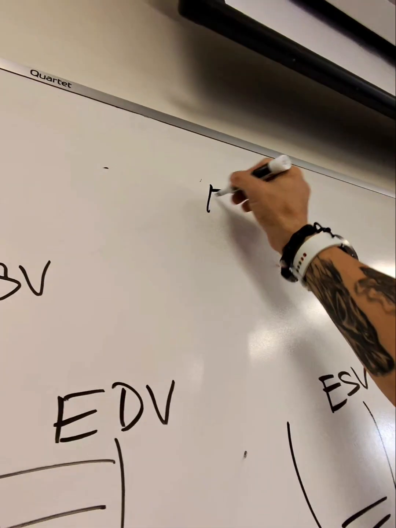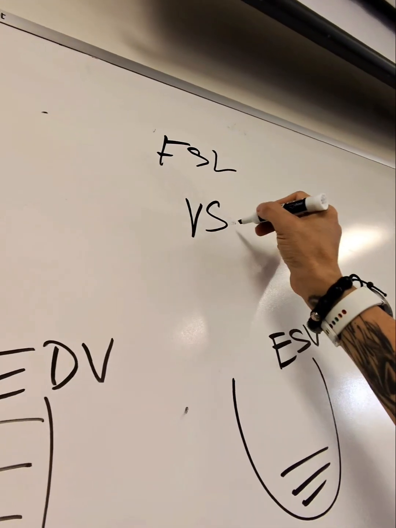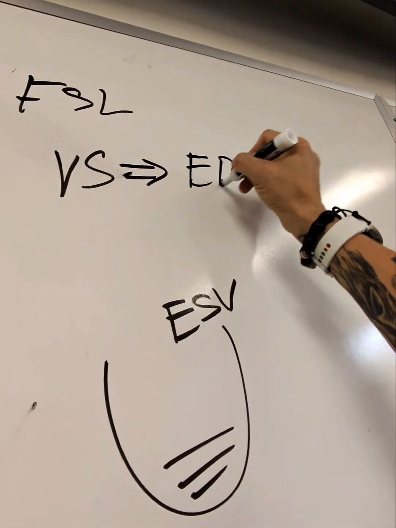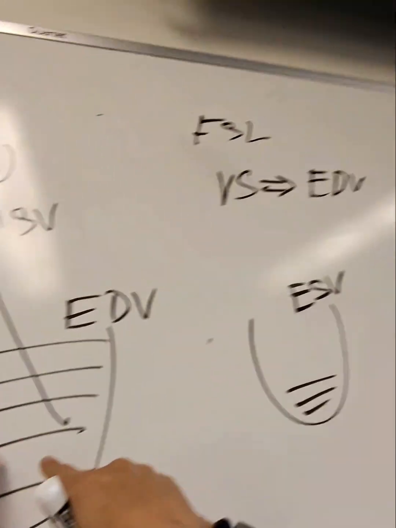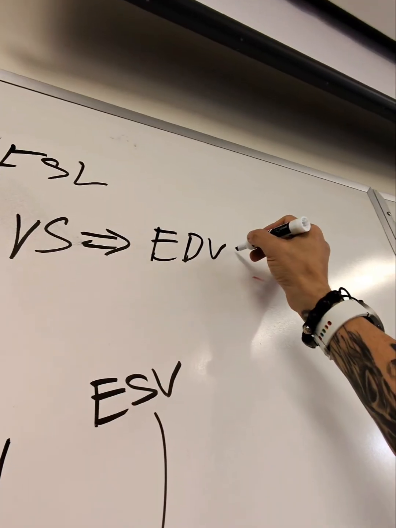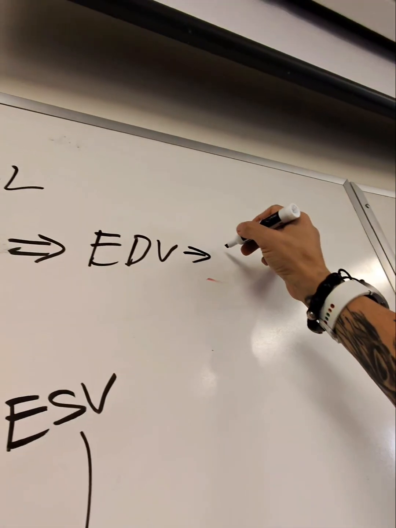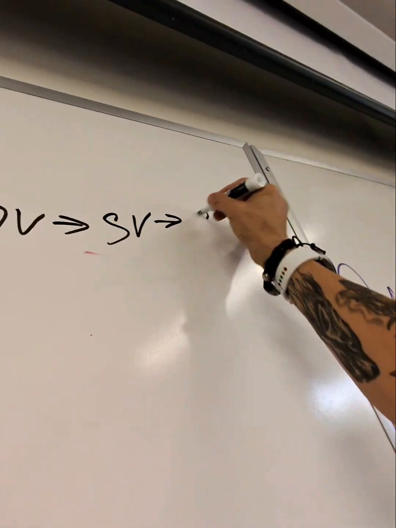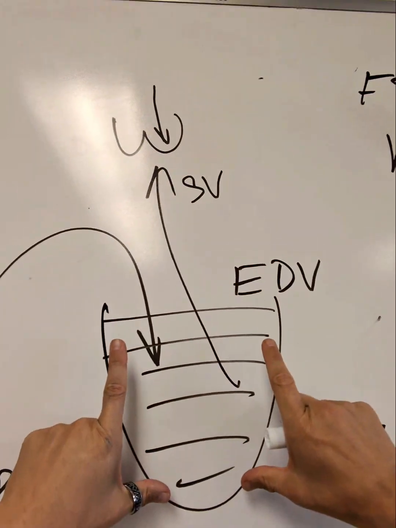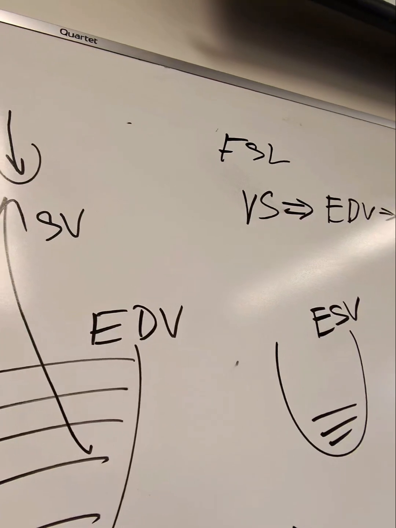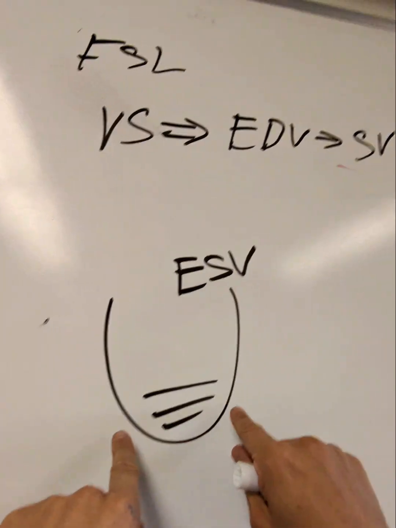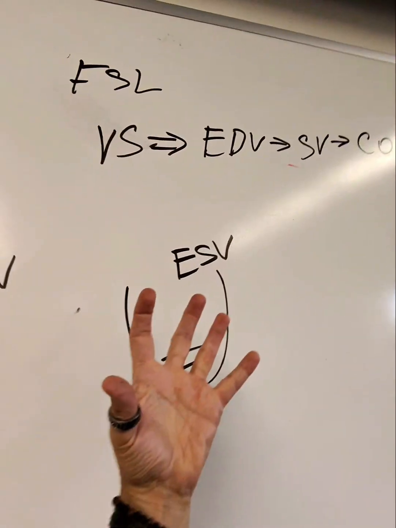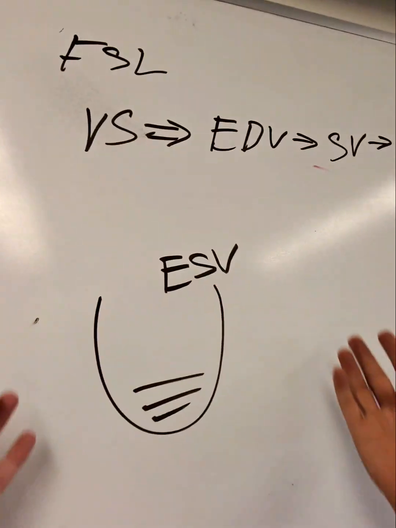So in Frank-Starling Law, venous return is related to end diastolic volume, preload, related to stroke volume ejection, related to cardiac output, how much blood is being ejected. And this is the leftovers. We need to keep a certain amount of blood within the ventricles, otherwise the ventricles may collapse if you completely empty the ventricles.